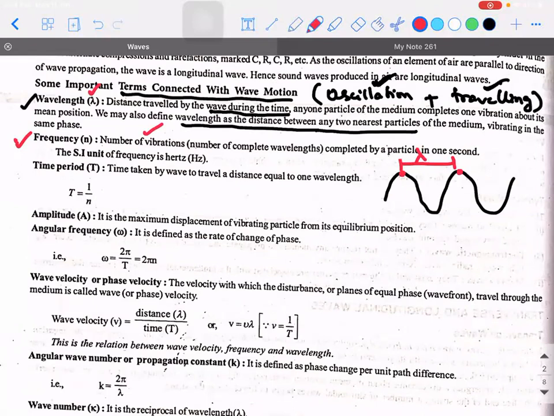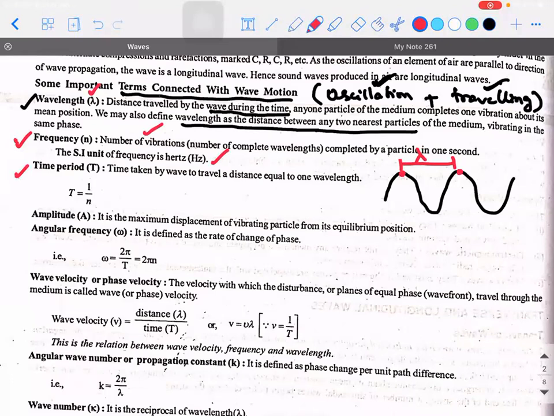Frequency means the number of vibrations completed by the particle in 1 second. So the number of oscillations by the particle in one particular second is what is called as frequency. So SI unit is obviously hertz. Third, time period. Time period of whom? Time period of the wave. It is not of the oscillating particle.